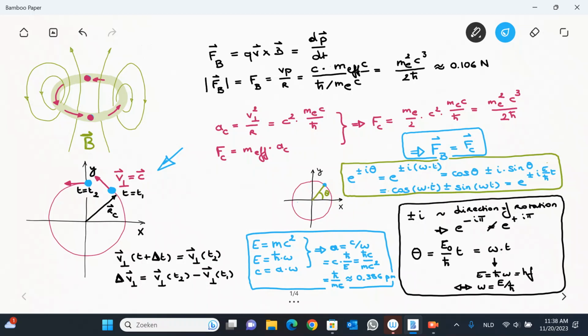You will have heard of the Compton wavelength, but if you divide it by 2 pi, there's something like a Compton radius, and it's about 0.386 picometer. I will show you how we get there. But so that's the idea of an electron, and it's not my model. It's a model that Schrödinger invented.